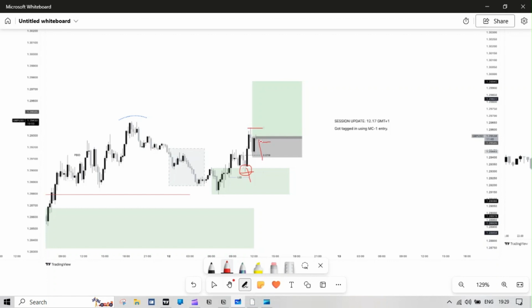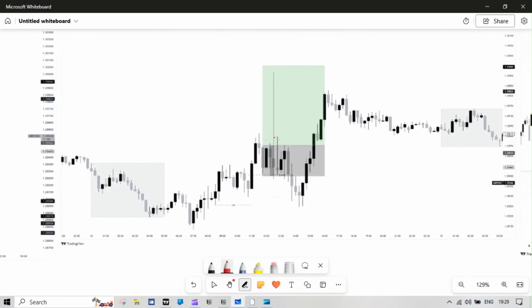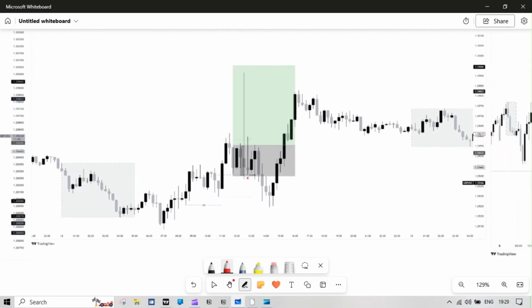I'll be using that as my mitigation candle and placing a buy stop order above the candle. So that actually happened, and I placed it. This was the mitigation candle. Actually, it mitigated this 618, but I just took the screenshots just now, so it is not aligned. Actually, it mitigated the 618.